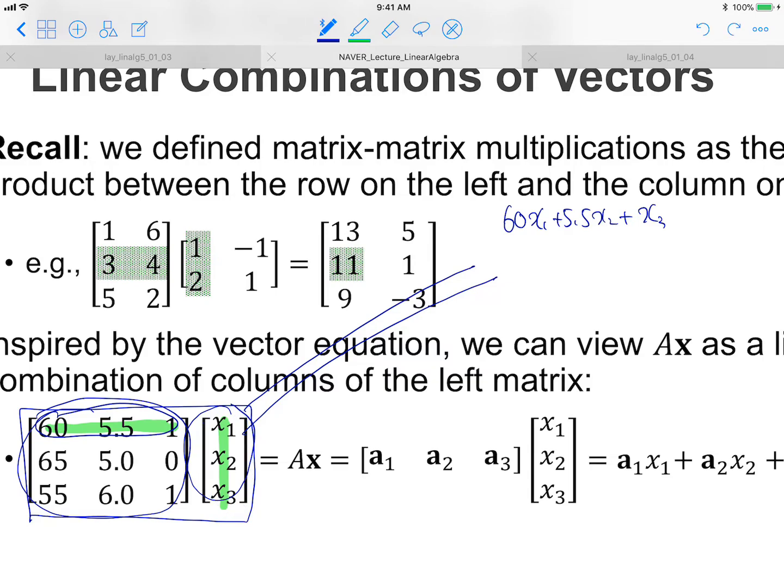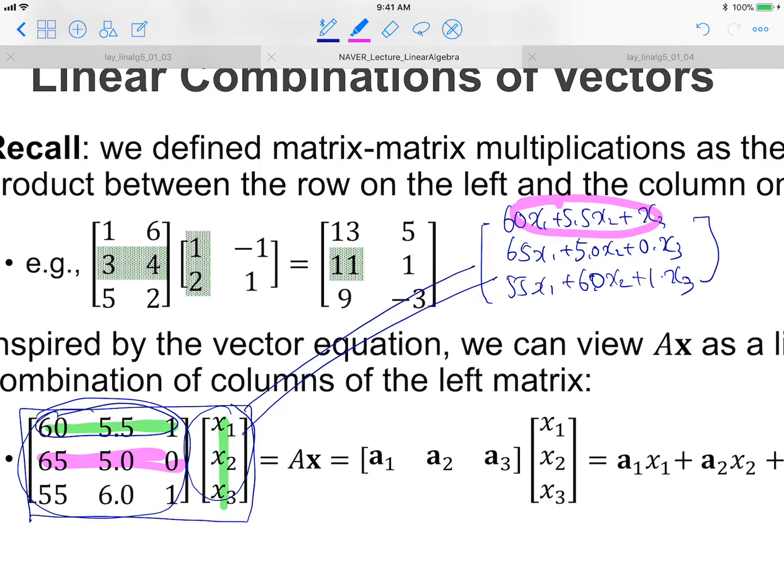And then the next one will be to multiply this row and this column, right? And so that will result in x1, 0 times x3, and then 55 x1 plus 6.0 x2 plus 1 times x3, right? Although it looks a little bit big, this one is scalar and scalar and scalar. So that way we formed just one single vector, right?